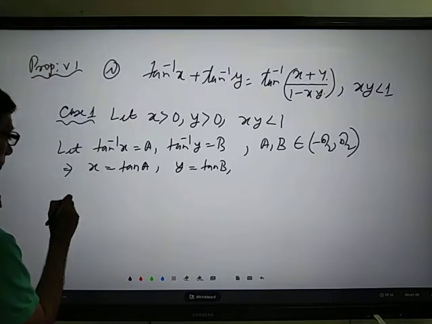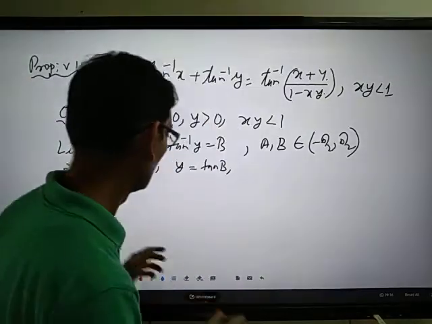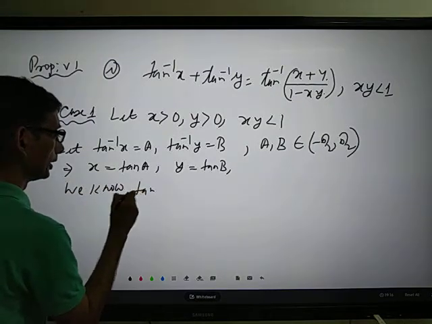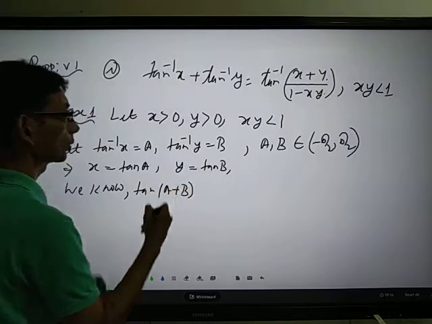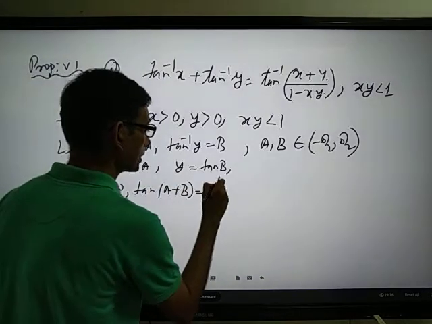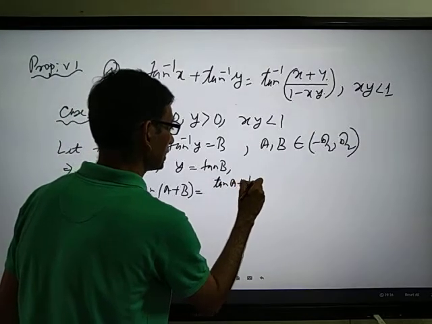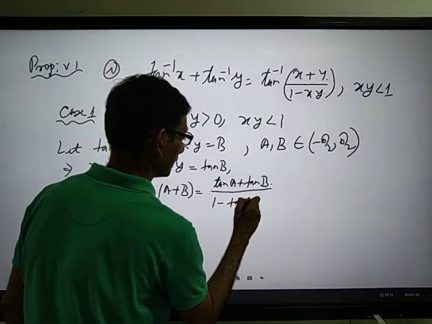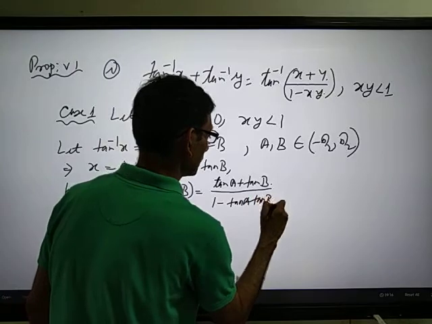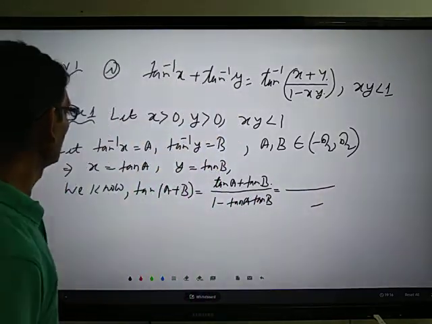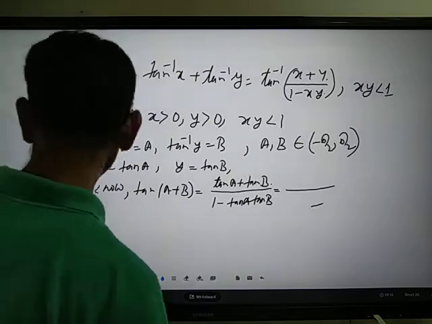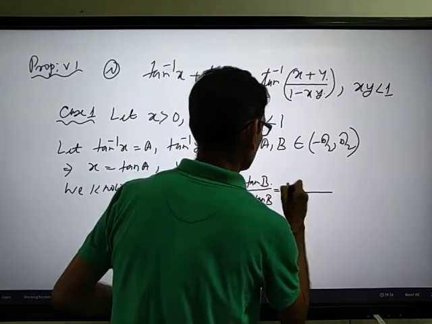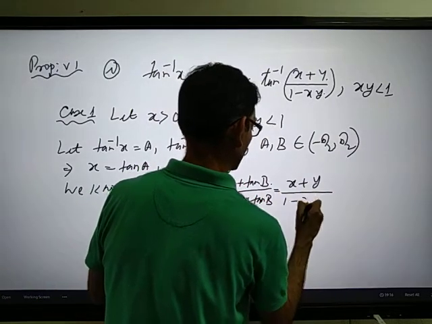Now we know the formula for tan of A plus B. Tan of A plus B is tan A plus tan B, divided by 1 minus tan A tan B. Now, what is the value of tan A? Tan A is equal to x and tan B equal to y. So we can write x plus y over 1 minus xy.